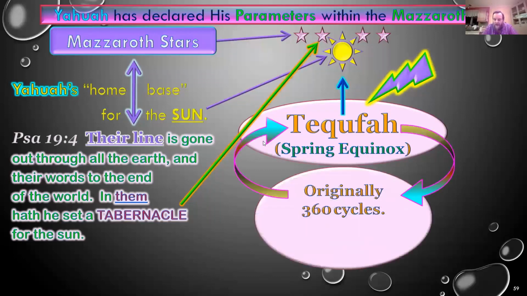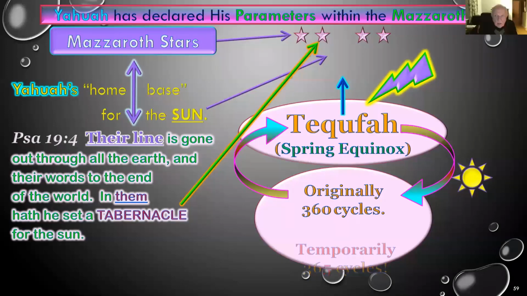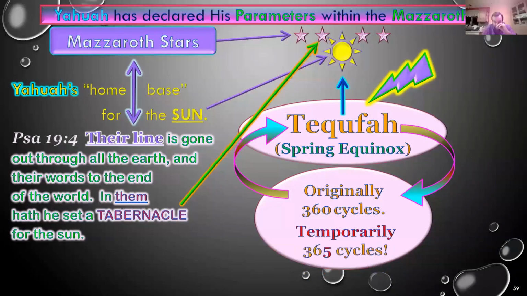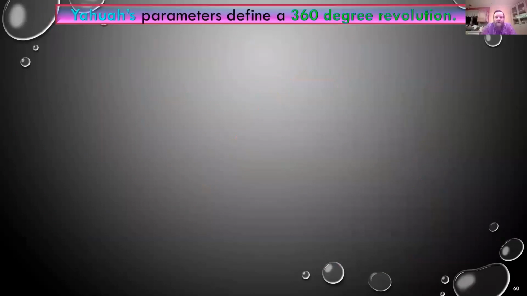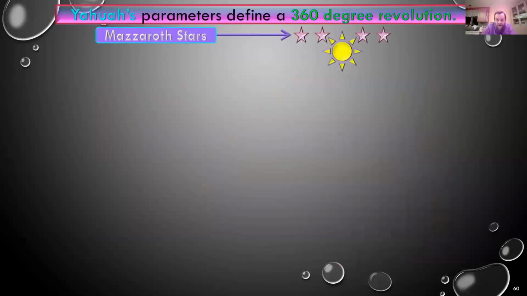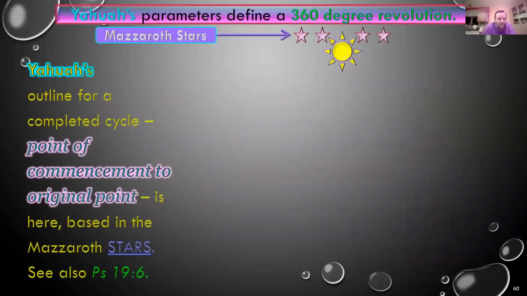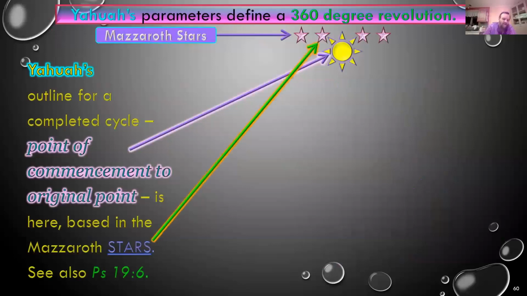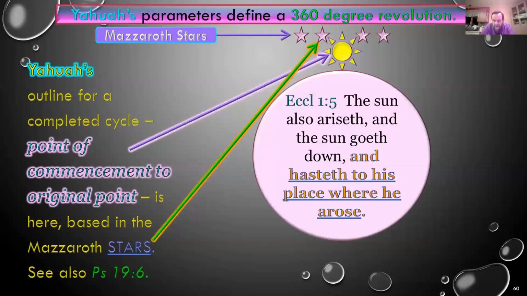And it was originally 360 cycles, and it is now temporarily, you notice I have that emphasized, it is temporarily 365 cycles now today. That will change. Yahuwah's parameters define a 360-degree revolution. Again, there's your Matzaroth stars. Yahuwah's outline for a completed point of commencement to original point is here based in the Matzaroth stars. And we just read that in Psalms 19:6. Here's the verse again so you can do some comparison. The sun also ariseth, and the sun goeth down, and hasteth to the place where he arose.